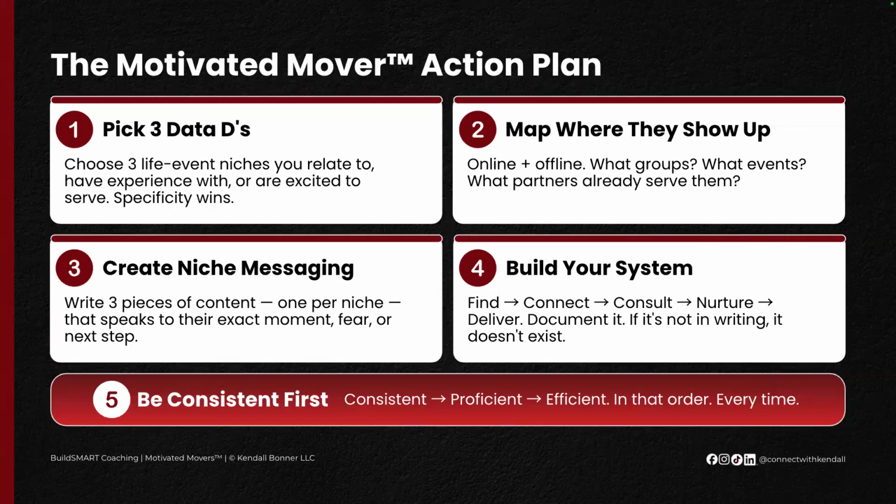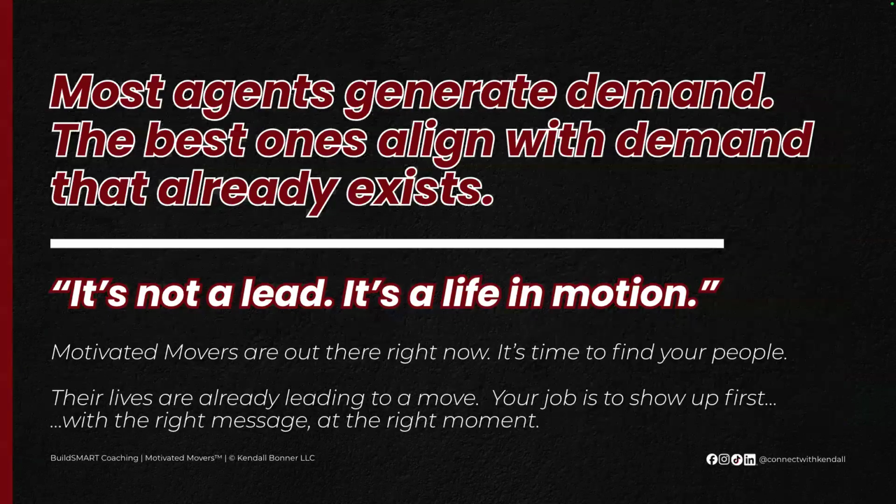Step 4, build your system. How do you find them? How do you connect with them, consult them, nurture them, and then deliver on your promises? Make sure you document this process. If it's not in writing, it doesn't exist, right? You can't improve what you cannot see. And then step 5, be consistent first. Consistency, then proficiency, then efficiency, in that order every single time.